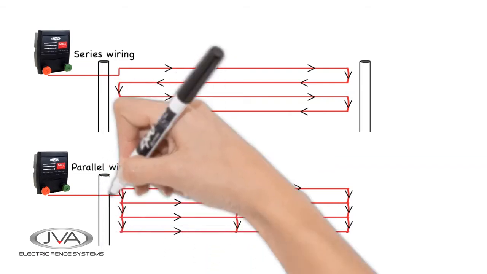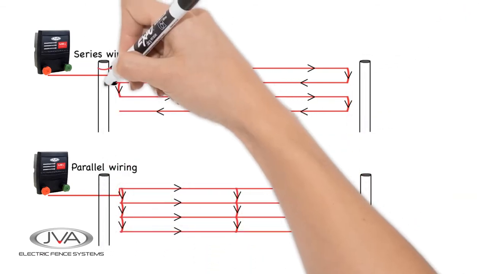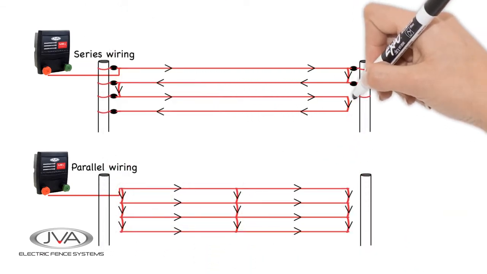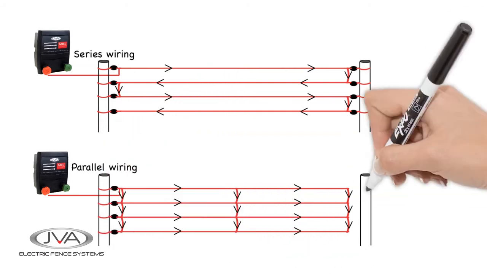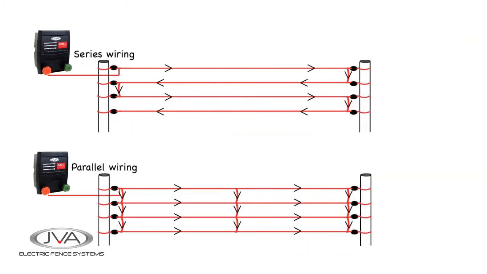Now remember what we said, that the resistance of the wire is directly proportional to its thickness and length. The longer the wire, the higher the resistance, and the thicker the wire, the lower the resistance and the further you can go with it. With series wiring, you have one long wire, which results in a higher resistance. With parallel wiring, you have the same length of fence line, but being all connected together, you effectively now have a thicker wire with a lower resistance.